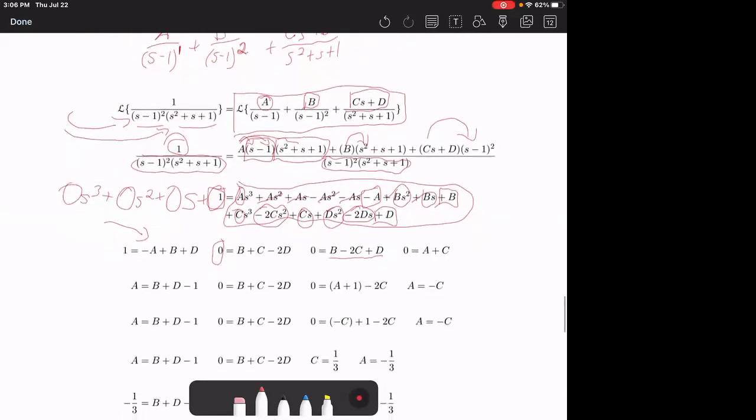And now here's the fun part of solving this system of 4 equations. So you can set this one equal to A. We can get what A is equal to in a couple of places. We're going to plug in that A is equal to B plus D minus 1 into this equation.